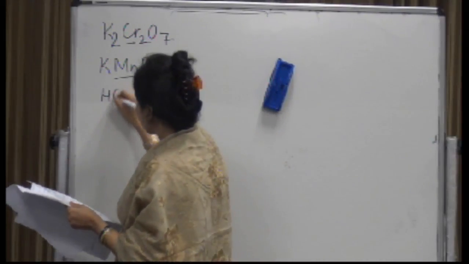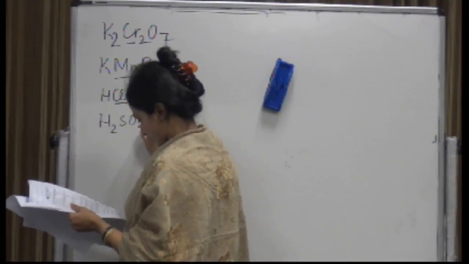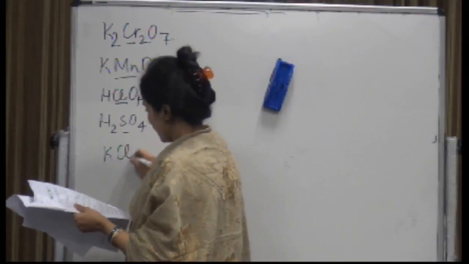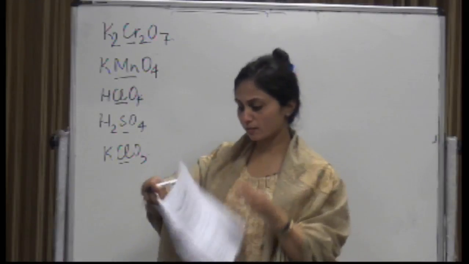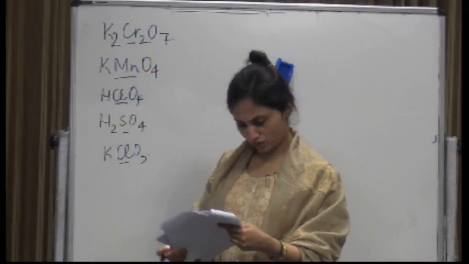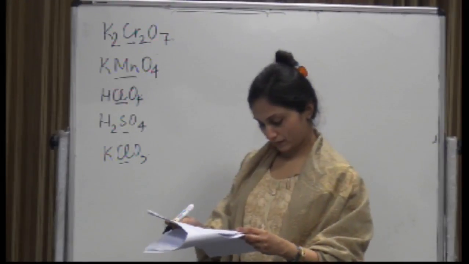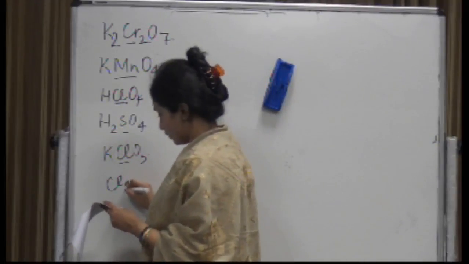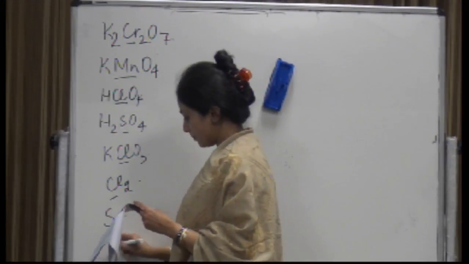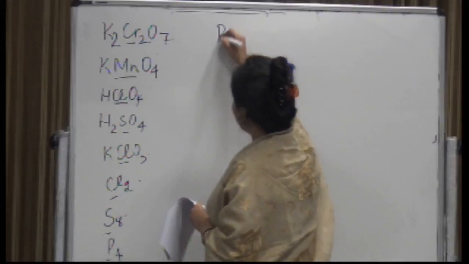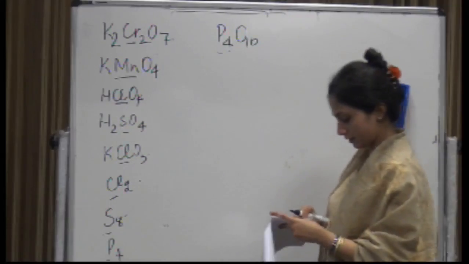HClO4, H2SO4, the central atom only, KClO3. I myself haven't worked it out, so it will just take about a second or two. Shouldn't be taking much time. Alright, you have Cl2, then S8, sulfur in S8, P4, then P4O10. I'll give you more.